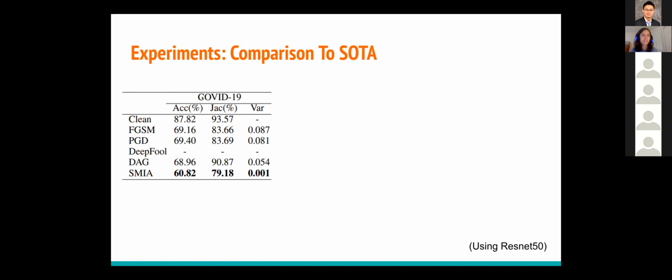And then some comparison to the state-of-the-art models. On the COVID-19 segment data set, the stabilization term performs much better. You can also notice that the perturbation variance, so the variation between the perturbation created, is much, much lower using the stabilization term, because that's what it's trying to focus on.